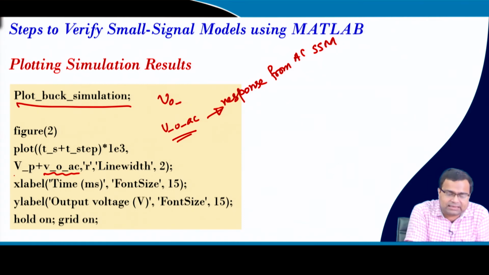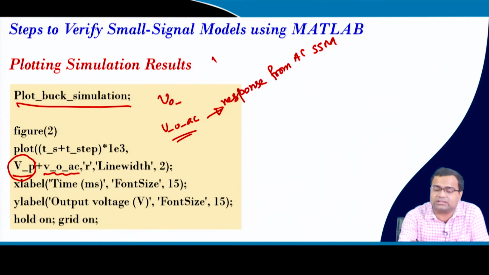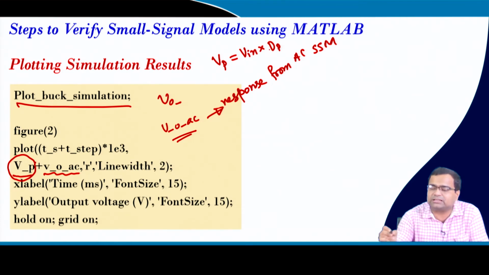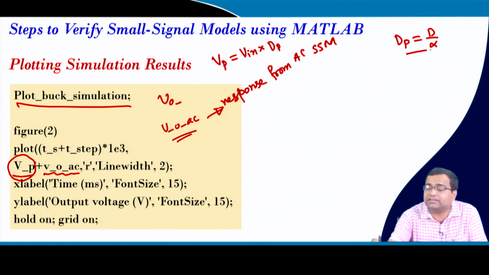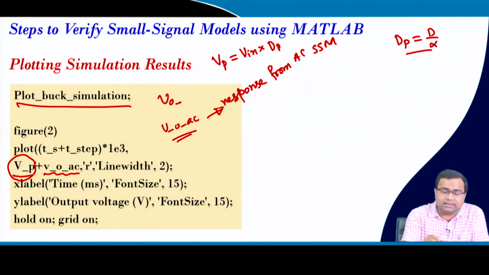We have to add this response with the DC, so that we get the complete picture. And what is the DC? Because it is under open loop, the DC operating point before the step is applied will be Vp, which is a practical voltage. And what is Vp? It is V in into practical duty ratio. And what is practical duty ratio? This is nothing but D by alpha that we have discussed. Okay, add it. And you also need to add offset time.